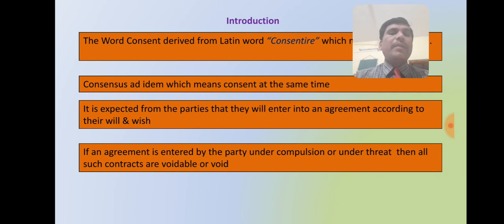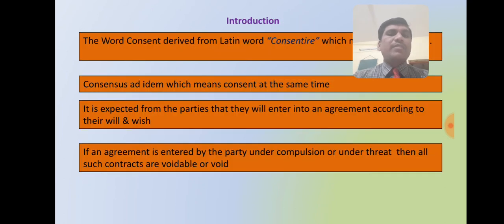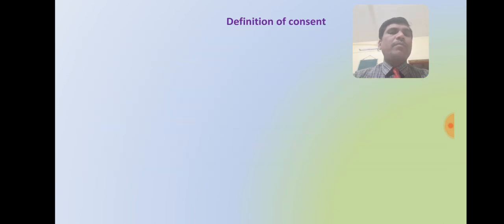If an agreement is entered into by a party under compulsion or under threat, then all such contracts are voidable or void at the option of the parties. So friends, free consent is a very important factor for a valid contract. If there is no free consent, we cannot expect a valid contract between the parties.